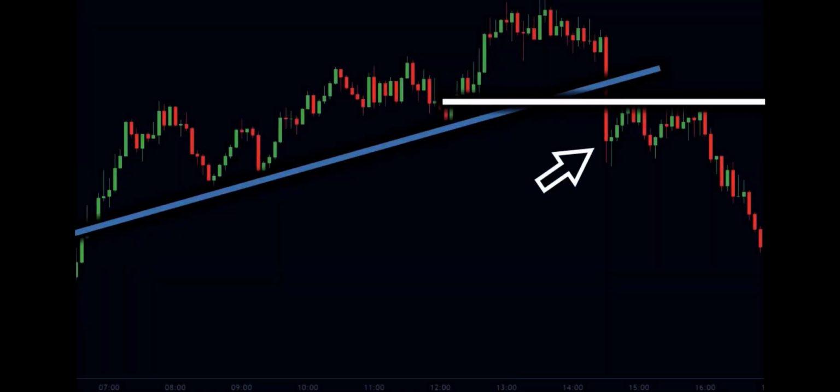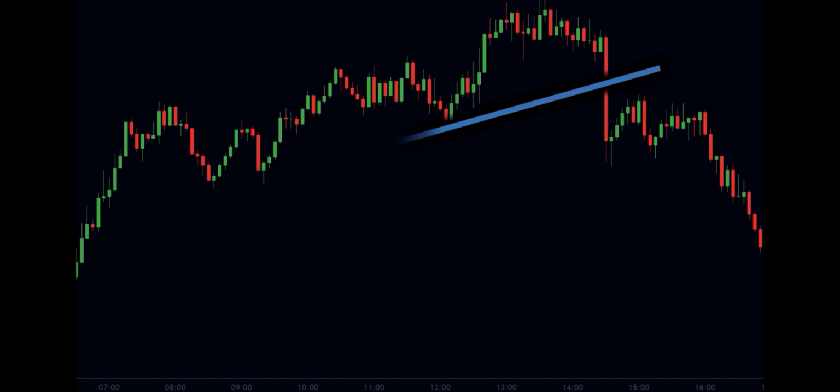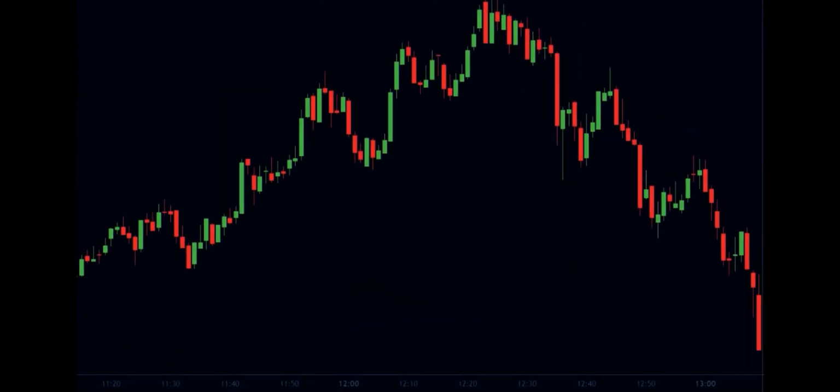The fifth and the last step is to enter on the retest. After the breakout, we wait for the price to retest the support level. When the price retests the level, we expect the price to face resistance at this level. So, when the price retests this level, we will enter on the first red candle that appears. Now let's look at a sell example to understand the strategy.